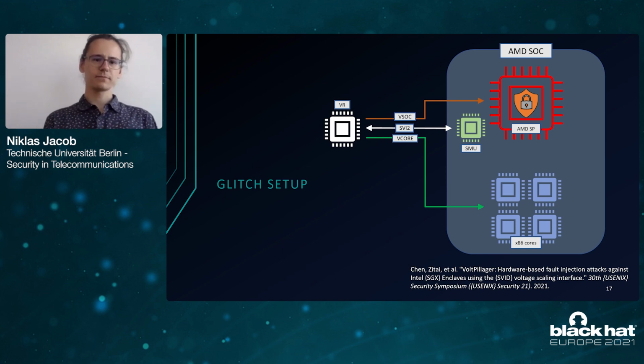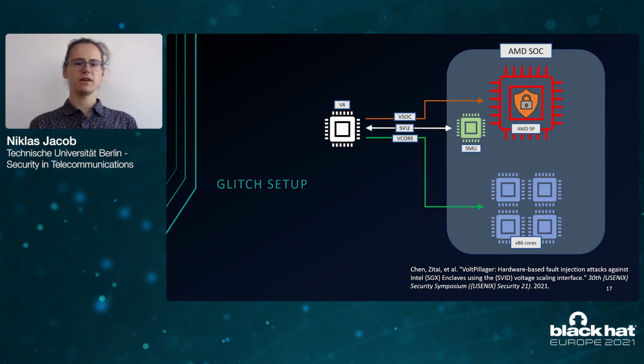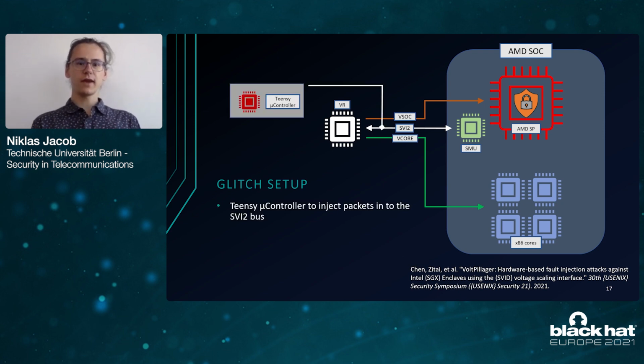Okay, thank you, Robert. So the setup we use to inject a fault is inspired by the Vault Pillager attack, which has been published earlier this year. And what they do, and what we also do, is attach a TNC microcontroller to the bus between the voltage regulator and the AMD SoC. The TNC microcontroller can inject packets here and tell the voltage regulator to apply different voltages to the voltage rails, in our case, to VSOC.